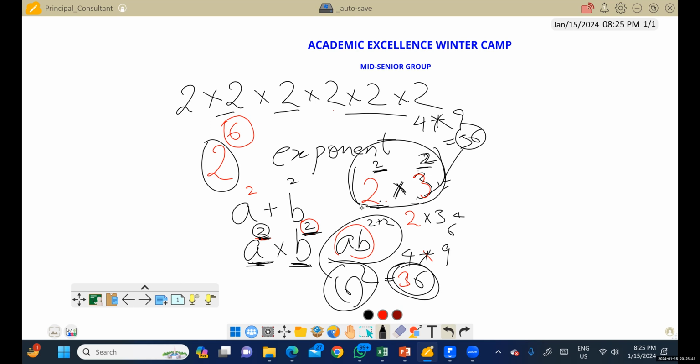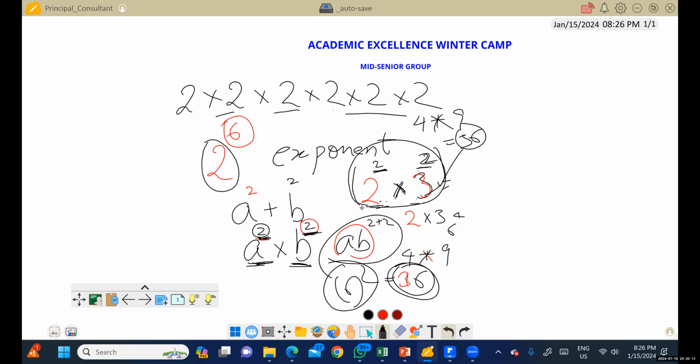Himangi, sir, 6 to the power 2. Yes. So why am I getting 6 to the power 2? That's what I'm trying to ask you. Why 6 to the power 2 and not 4? Sir, because according to the BODMAS rule, we have to first solve the exponents before multiplying.